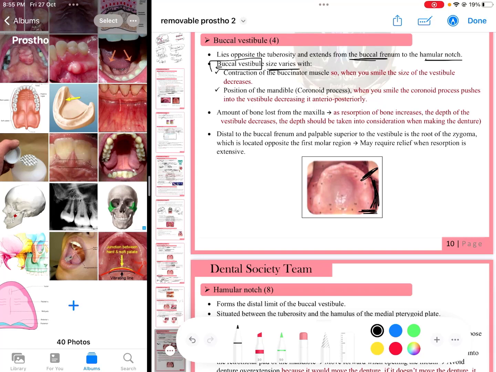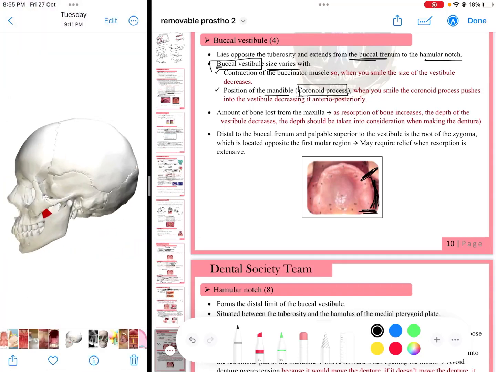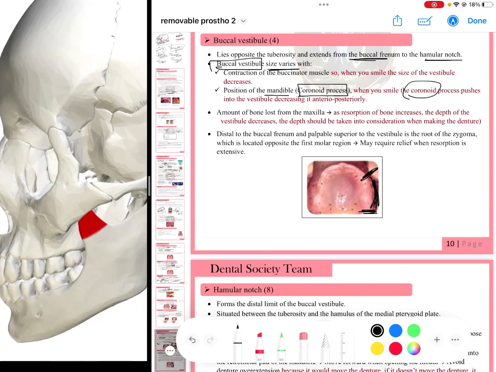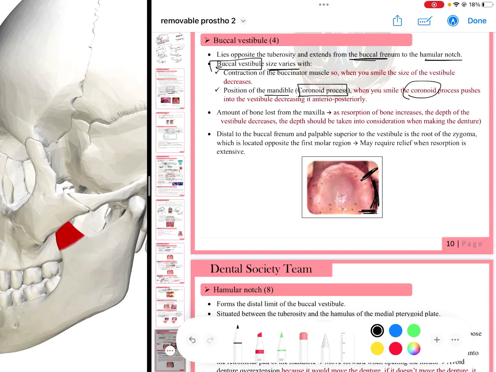So when the buccinator muscle is in action, contracting like when saying O or smiling, the size of the vestibule will decrease. Another thing that makes the size of the vestibule change is the position of the mandible, or the coronoid process. You know the coronoid process, like in this picture. We have the condyle and in front of it the coronoid process in red. Now when you open your mouth or smile, the coronoid process will move anteriorly. Look, this coronoid process moved anteriorly, it will become near the teeth.